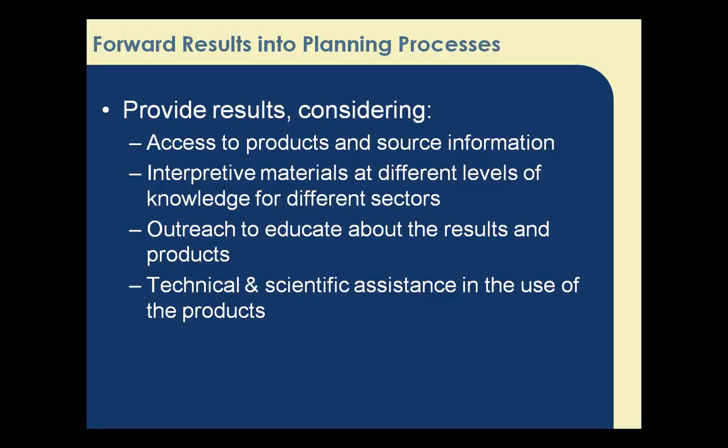One is, how will people access the products and the source information? That's going to be important. You're probably going to need interpretive materials. You're going to have different levels of knowledge in different sectors that look at this stuff differently, have different jargon. So reinterpreting the materials, there needs to be an active outreach component to educate people about the results and the products. And then technical and scientific assistance in the use of these products. I think we all know that just flinging stuff up on a download site has not worked, it's never worked. You really need to be able to provide that technical assistance in the use of these products, especially with climate change stuff where some of it's going to be novel.